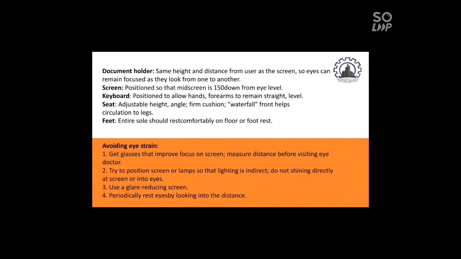Here are the tips to avoid eye strain. Number 1. Get glasses that improve focus on the screen. Measure the distance before visiting the eye doctor. Number 2. Try to position the screen or lamps so that the lighting is indirect. Do not shine light directly at the screen or into eyes. Number 3. Use a glare reducing screen. Number 4. Periodically rest eyes by looking into the distance.